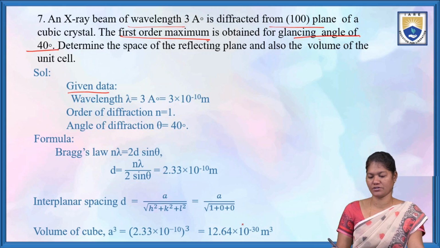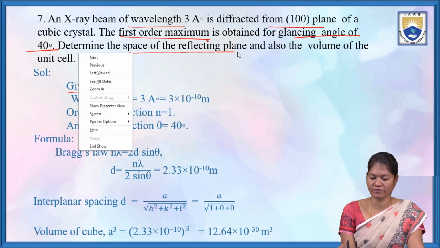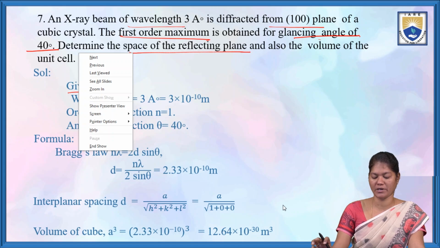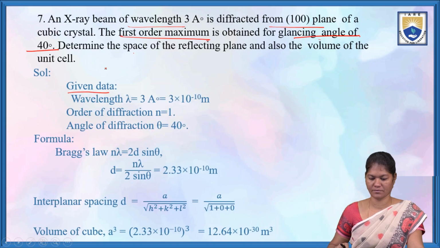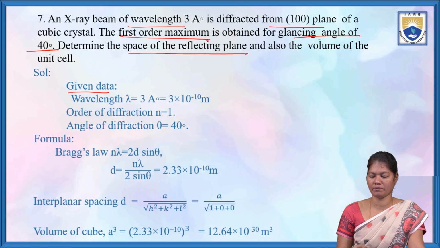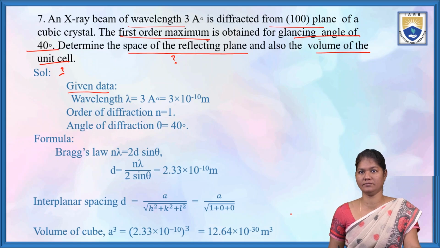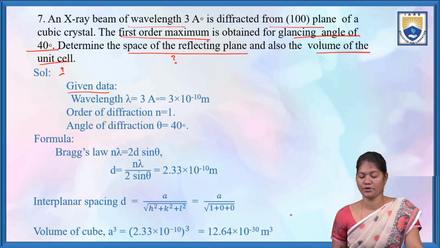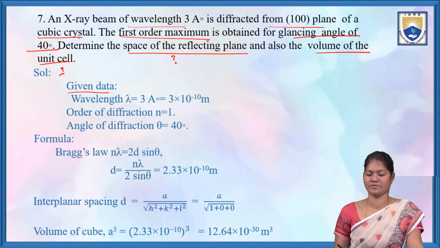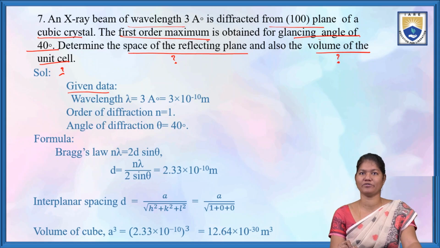But we need to calculate the spacing of the reflecting plane, that is the interplanar spacing, and the volume of the unit cell. The type of crystal is cubic. So we need to find the volume of the cubic crystal.